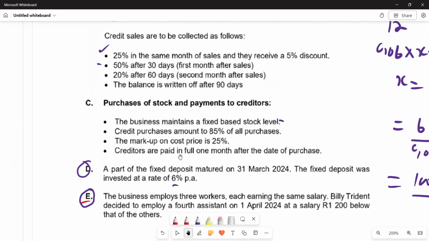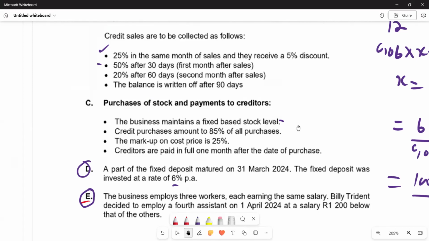So we go there and we are saying credit purchases, creditors are paid in full a month after the date of purchase. So which means credit purchases for this month will be paid fully next month. All of them will be paid next month. That's what it means. And then also the markup on cost price is 25%, very important, because we are going to base our purchases from the sales figure. So we're going to reduce to cost price, and we're going to use our markup there as a reference.